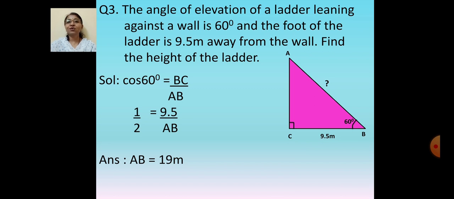So let us take cos of 60 degrees. Cos 60 degrees is BC upon AB. Cos 60 is 1 upon 2, equal to BC length 9.5 upon AB. On cross multiplication you will get AB equal to 19 meters. So therefore the height of the ladder is how much? 19 meters.